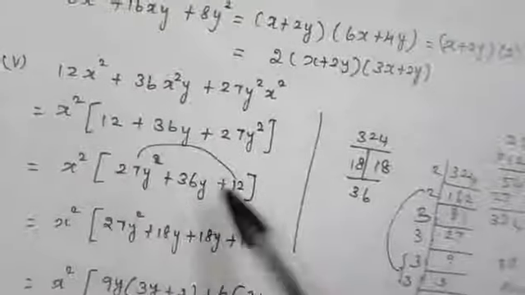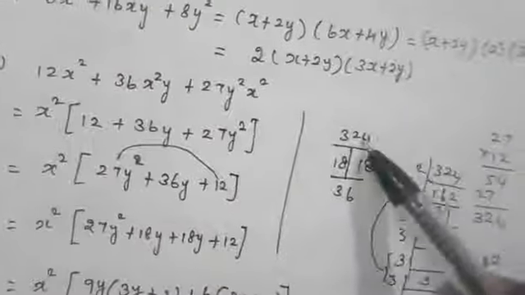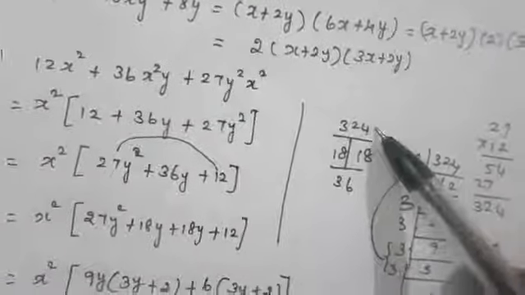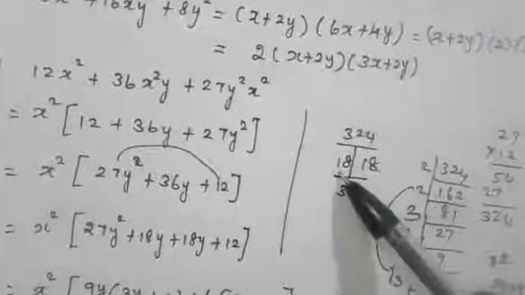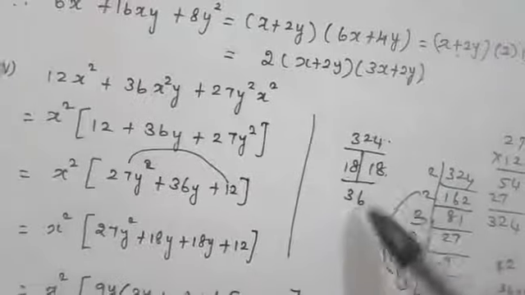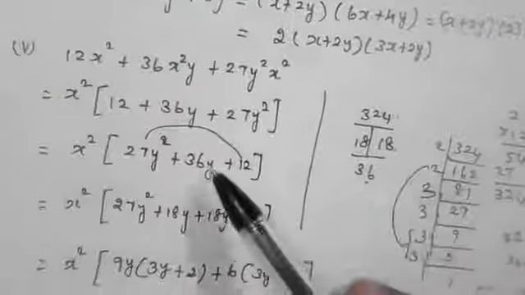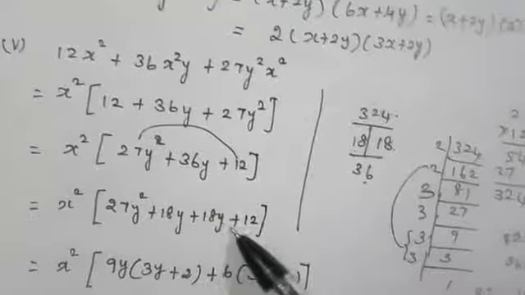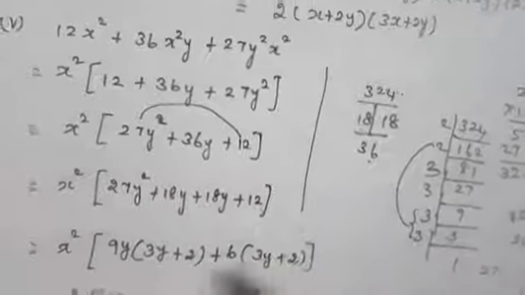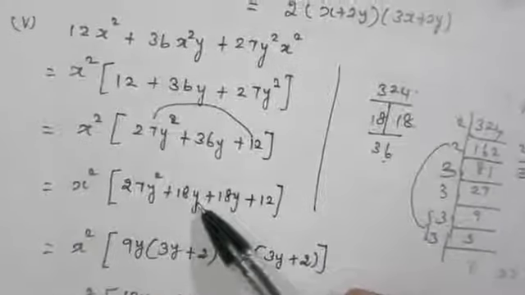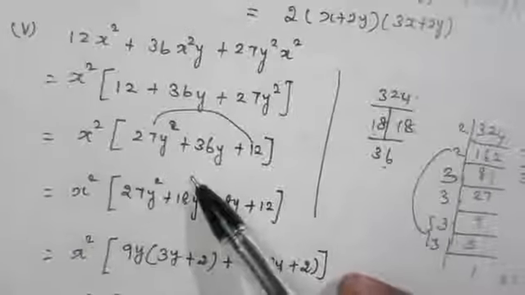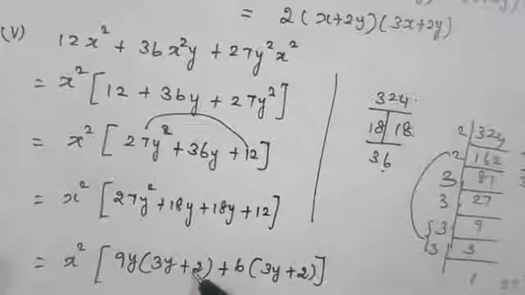Then you have to multiply 27 into 12. So that is 324. Then you have to find, it is a square number, 18 into 18. So product is satisfied, addition also satisfied. So this 36 is rewritten as 18y plus 18y plus 12. So now x square into, you have to consider these two, 9y is common. 3 into 9, 2 into 9. So 9y is common, so 3y plus 2.